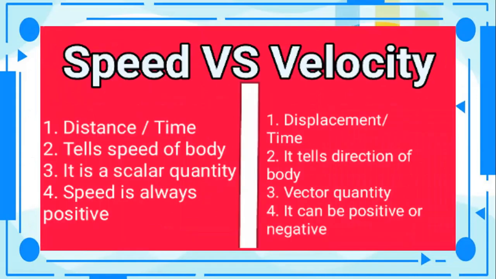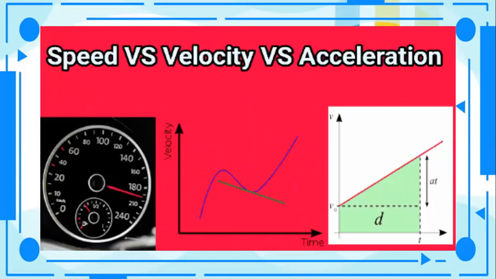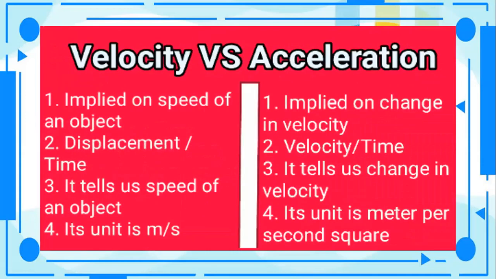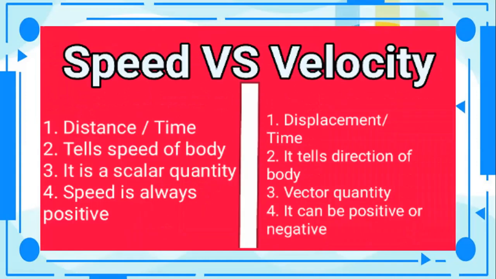So as a recap of our discussion, the general difference between speed and velocity is that speed is all about how fast an object is moving, while the velocity is the rate at which an object changes its position.